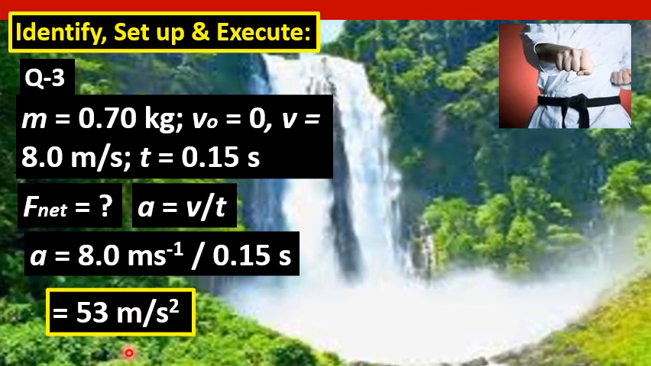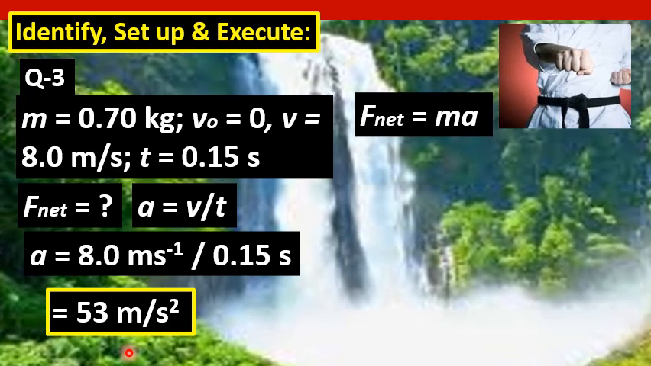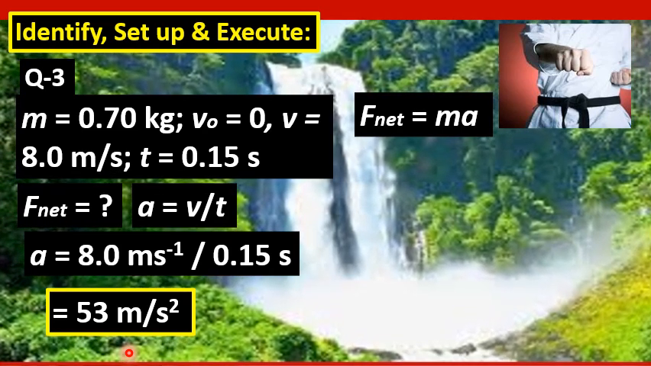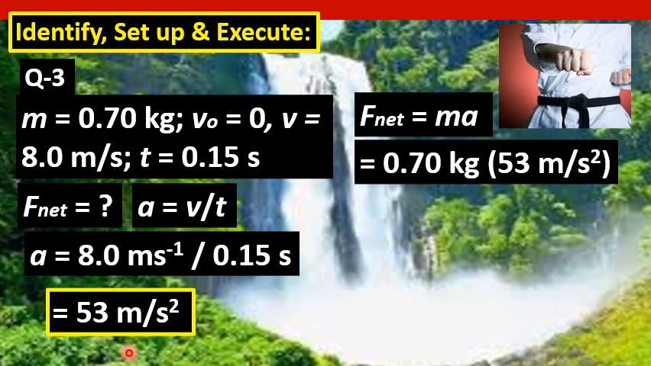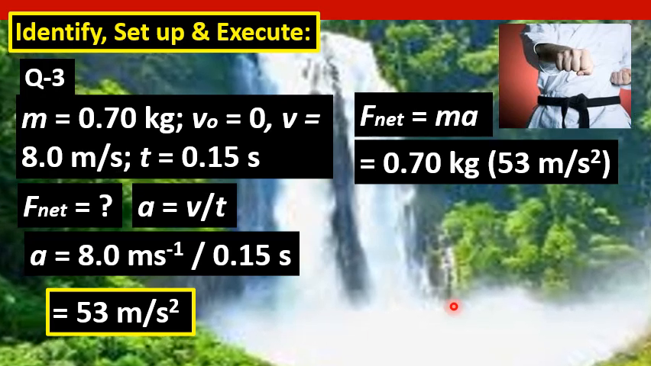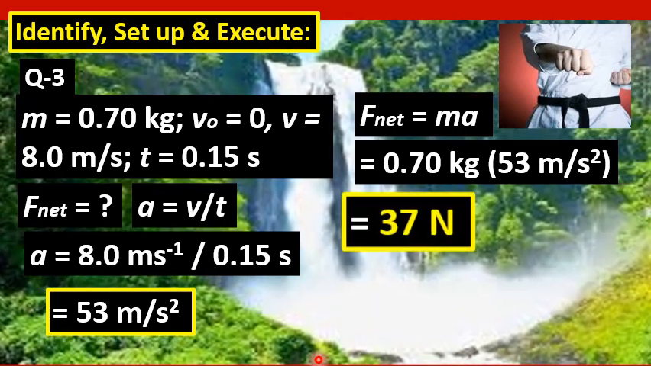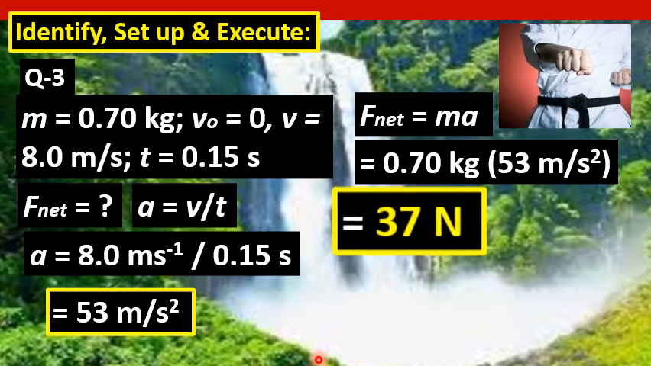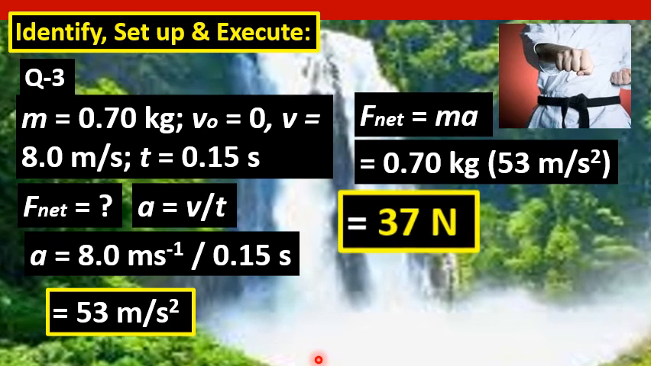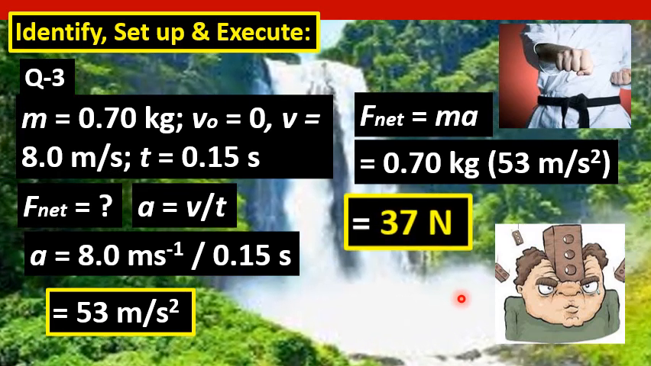Now, this high acceleration is produced by a net force equal to the product of the mass of the fist, which is given as 0.70 kilogram, and when multiplied to the computed acceleration, 53 meters per second squared, we get the amount of the net force necessary. That is 37 newtons, in two significant figures. So this is the magnitude of the net force necessary to achieve such level of performance. All right?